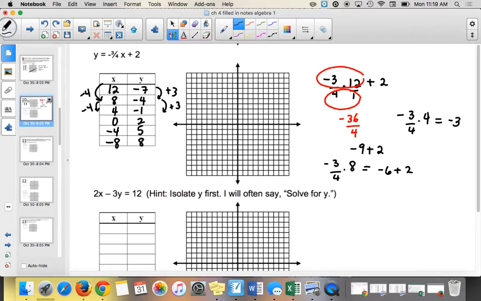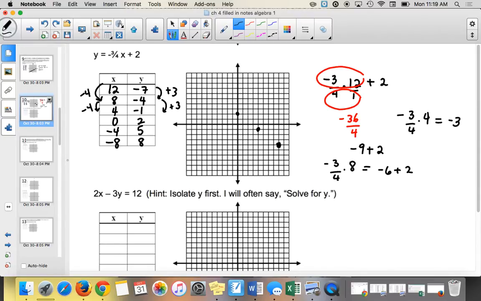All right, Ryan, take some notes, write some stuff down. All right, so I get 12, negative 7. 12 is off my chart, so I'm not going to graph that one. How about 8, negative 4? 1, 2, 3, 4, 5, 6, 7, 8. 1, 2, 3, 4. It's right here. 4, negative 1.